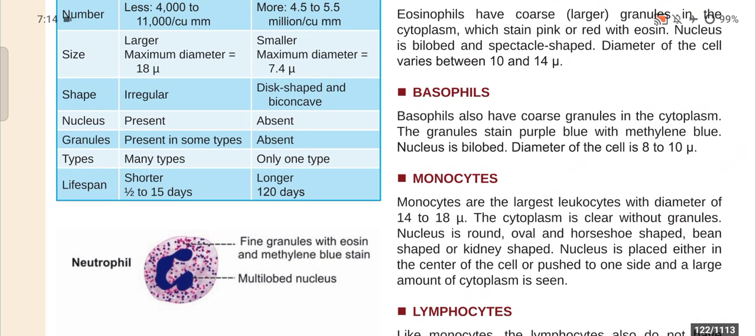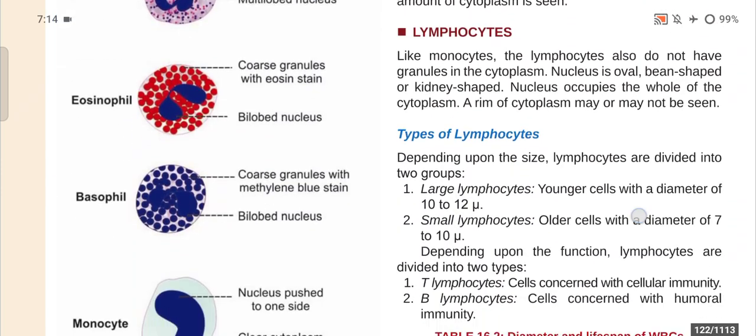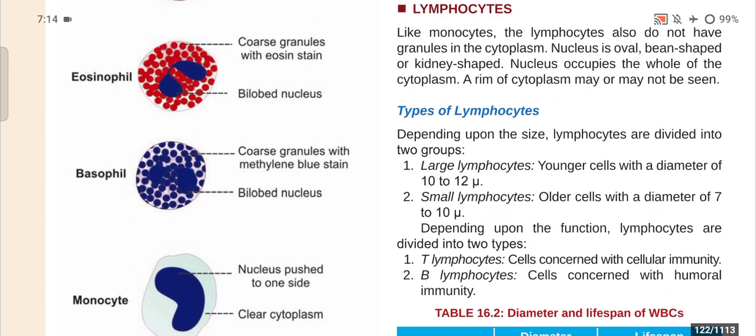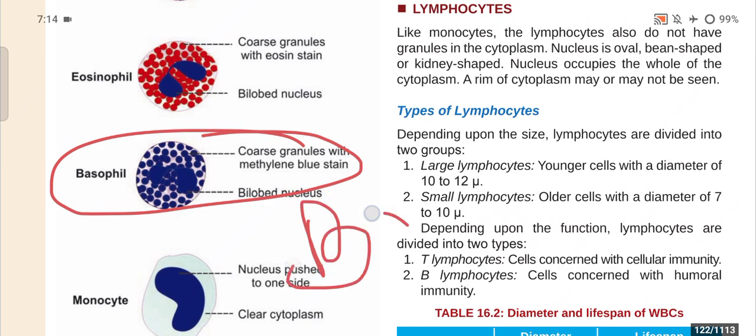Then basophil. It also has coarse granules in the cytoplasm. The granules are purple blue with methylene blue, and the nucleus is bilobed. The diameter of the cell is 8 to 10 micron. This is the diagram of the basophil, which is stained with basic stain.